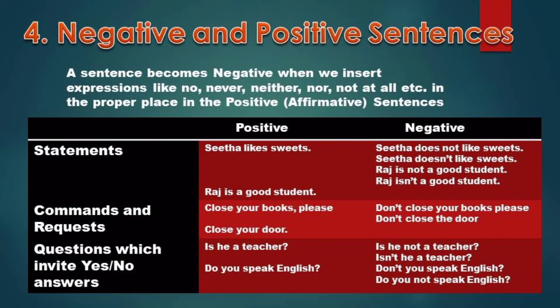We are coming to the final section of the sentence section: negative and positive sentences. So, what is a negative sentence and what is a positive sentence? A sentence becomes negative when we insert negative expressions in the proper place in positive or affirmative sentences, like no, not, never, neither, not at all, and so on.